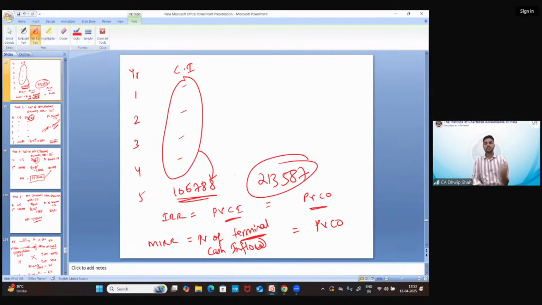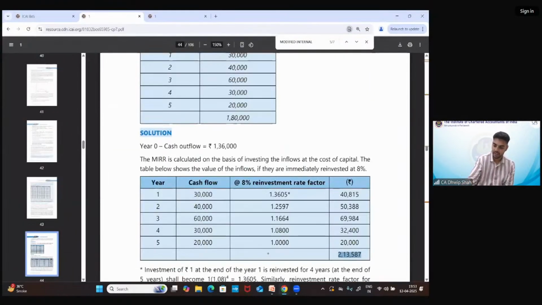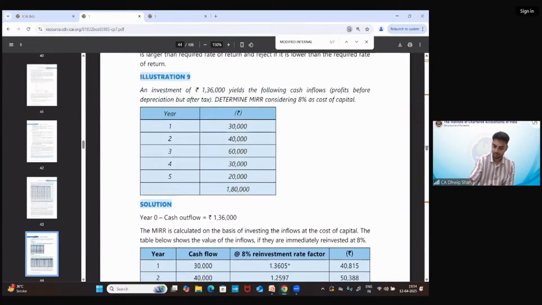Okay? Since you are calculating rate of return, you have to use the trial and error method. Your first trial would be at 8%. Sir, why 8%? Because 8% is the company's desired rate of return given in the question. So trial 1 would be at 8%. Do you want me to try this now, or will you be able to solve it as your homework?